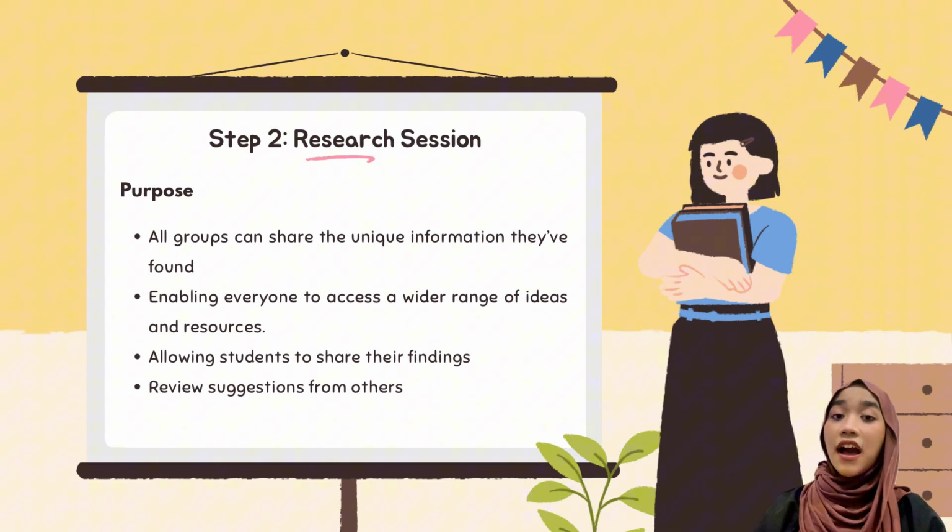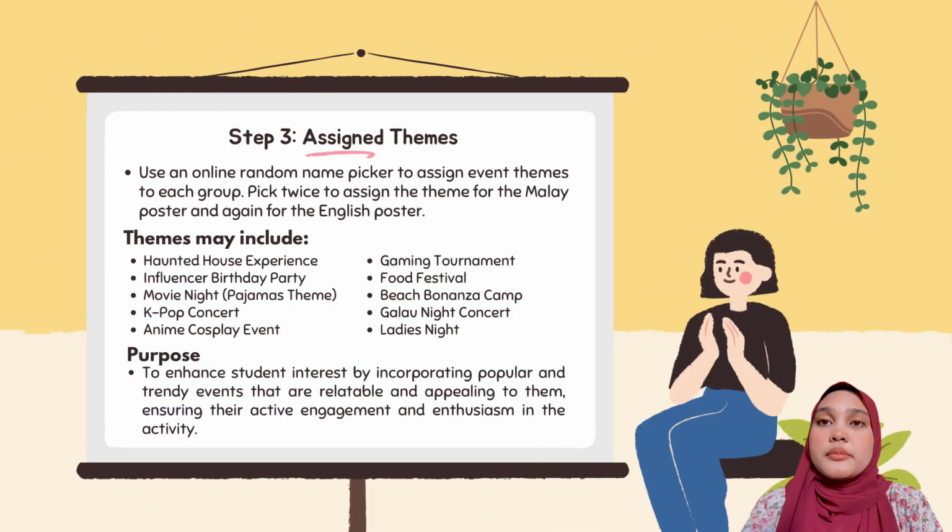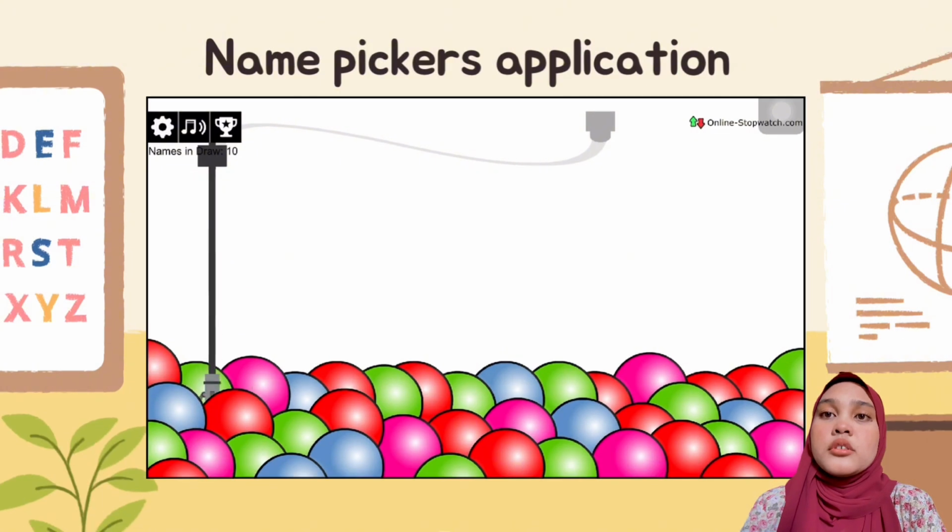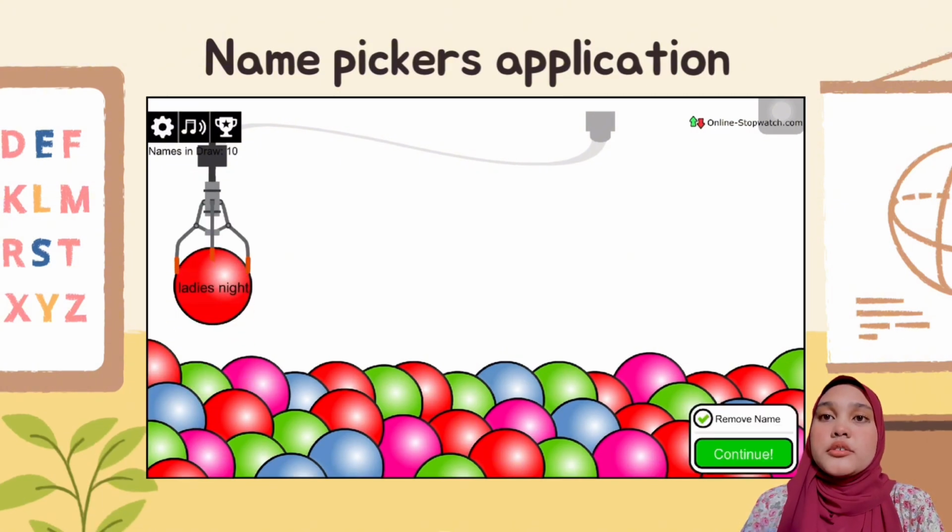This process enhances their research skills and supports their creativity as they work on designing their posters. Step 3 of our activity focuses on assigning themes to each group. To make this process exciting and interactive, we will use an online random name picker tool. Each group will take turns using the app.